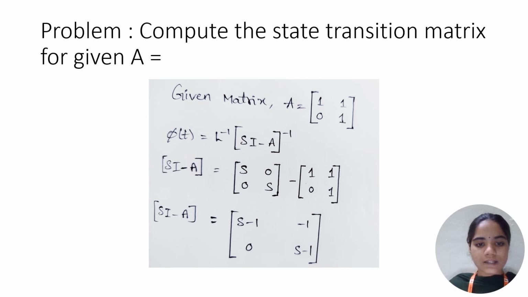In this (sI minus A) inverse, sI means S times the identity matrix, that is [S 0; 0 S], and A is [1 0; 1 1]. So sI minus A, by multiplying sI and subtracting A, we get [S minus 1, 0; minus 1, S minus 1].